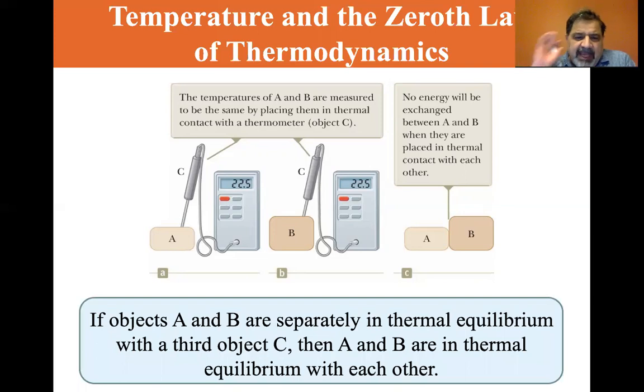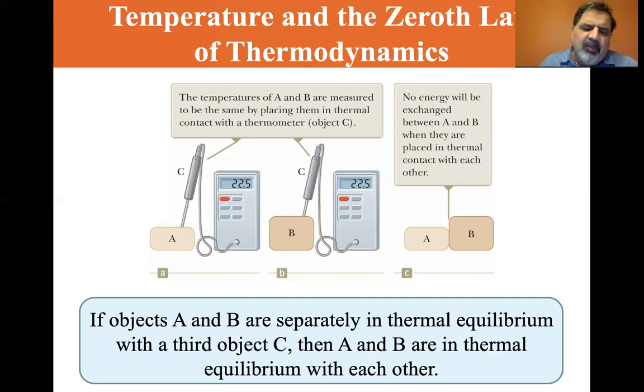So if objects A and B are separately in thermal equilibrium with a third object C, then A and B are in thermal equilibrium with each other. There's not going to be any transfer of energy from one to the other.